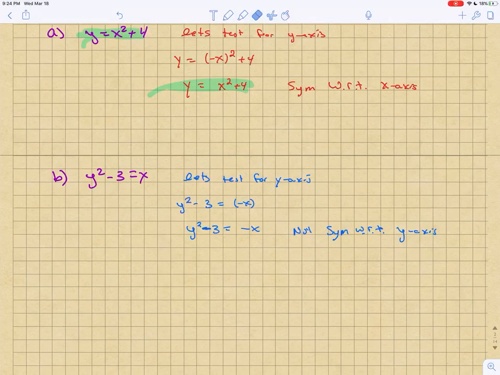I just noticed I had written up here x-axis and it was y-axis up there, because that's what we were testing for in the previous problem. So I've tested problem B for the y-axis. Now I'm going to test it for the x-axis and see if maybe it will pass that one. So let's test for x-axis.